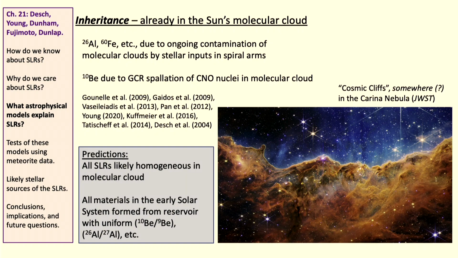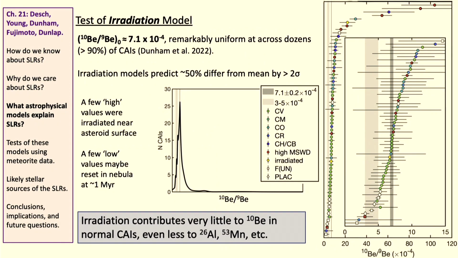And it's very hard to keep them unmixed during star formation. Okay, so those are the predictions, and now we can see how in the last decade there's been a lot of progress towards testing these ideas and answering the origins of radionuclides. And I'll start with the irradiation model.